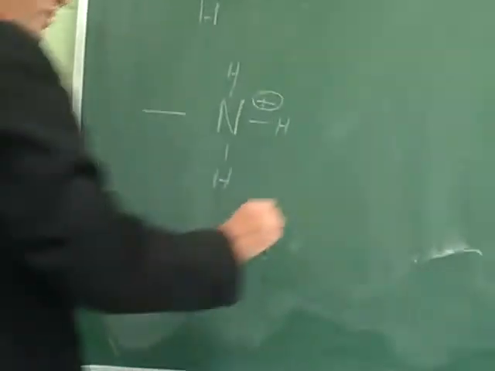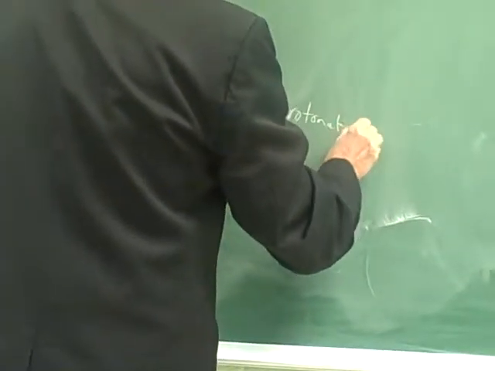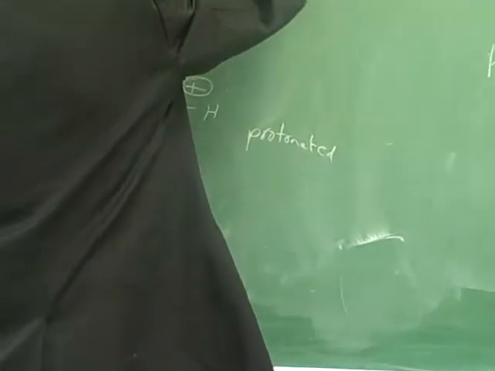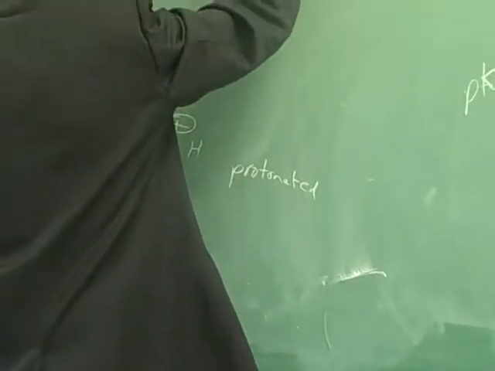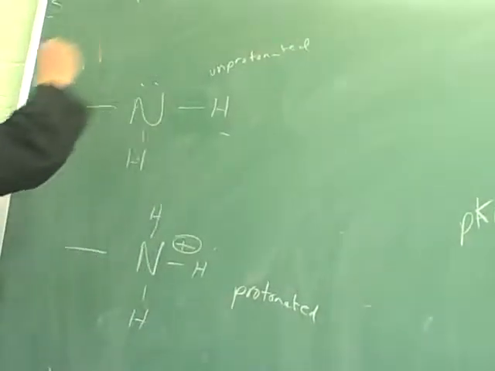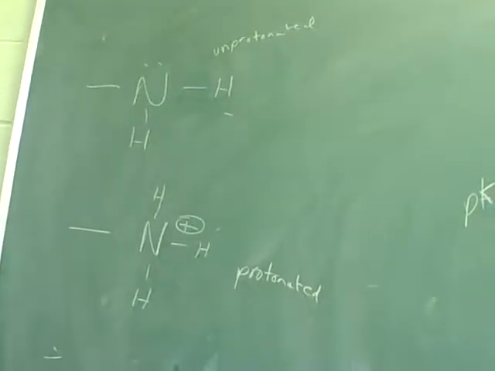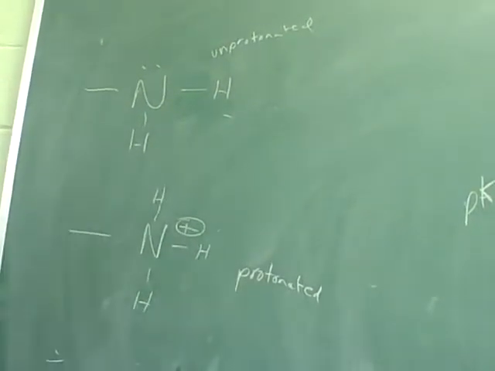Okay, out of these two, which one has the additional proton? The bottom one. Bottom one, there's an extra H. Remember, H is our proton. So this is the protonated, and this is unprotonated. You don't need to write any of this down. I'm just going over this to show you what the protonated and the unprotonated form is.